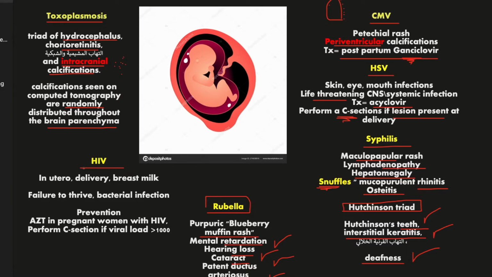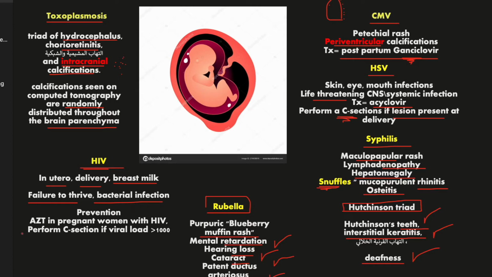The last infection that we are studying here is HIV. How will HIV be transmitted to the infant? In utero, while the baby is still in the uterus; during delivery, because there will be mixing of the maternal blood with the fetal blood; and during lactation. Symptoms present with failure to thrive, severe bacterial infection, and low immunity.